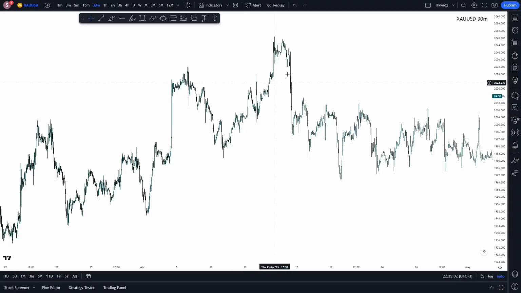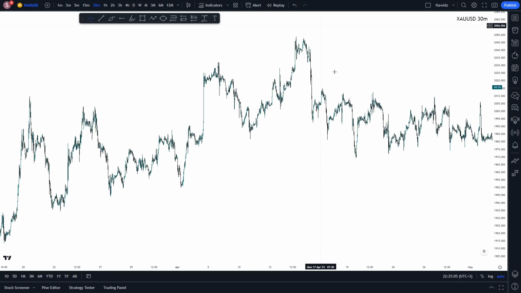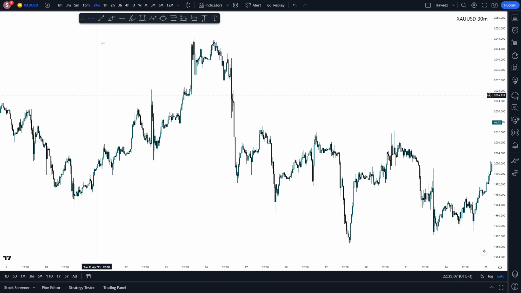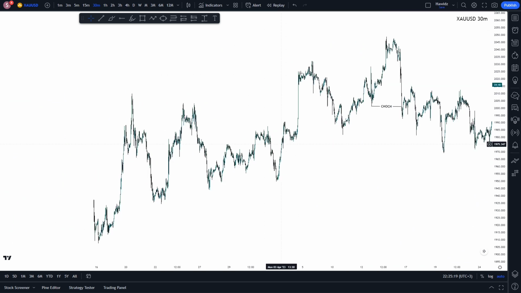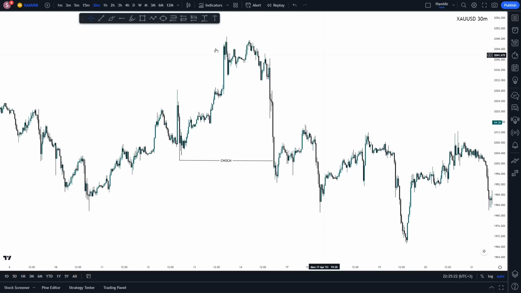So what we had on gold was a pretty much bullish market until these changes of character right here. This is when the market changed its character from bullish to bearish. As you can see, we had a series of higher highs and higher lows being formed until this area here, when price created this high, which came from this low right here, and then price came down to take out this low and create a lower low.